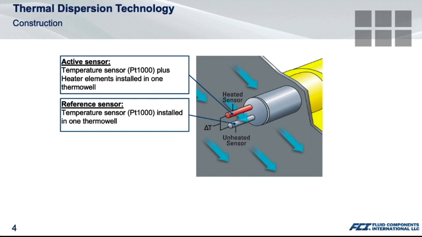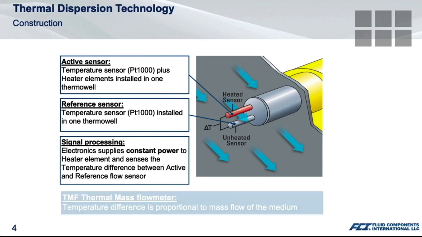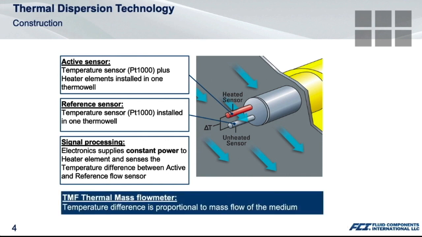We also have another thermal well. It's called a reference sensor. This reference sensor is another Platinum 1000 ohm, and it's installed in the thermal well, and it's at the process media temperature. What happens is we have electronics that differentiates that difference in temperature between the reference RTD and the active RTD. As flow increases, the difference in temperature decreases with the flow.